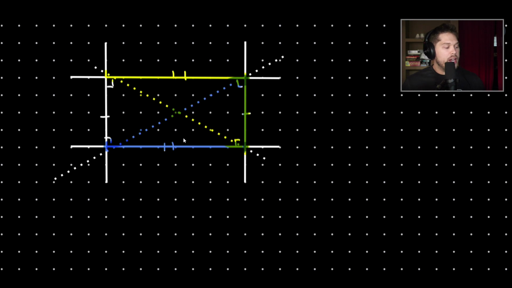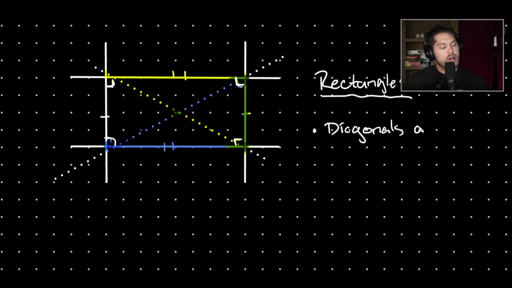Okay, so in our yellow triangle and our blue triangle, these triangles are congruent. Now, these triangles would not have been congruent with just being a parallelogram. However, because all these angles are right angles, we can see that our yellow and blue triangles are congruent by side angle side. Therefore, the diagonals are congruent because corresponding parts of congruent triangles are congruent. So with rectangles, an additional property is that the diagonals are congruent.